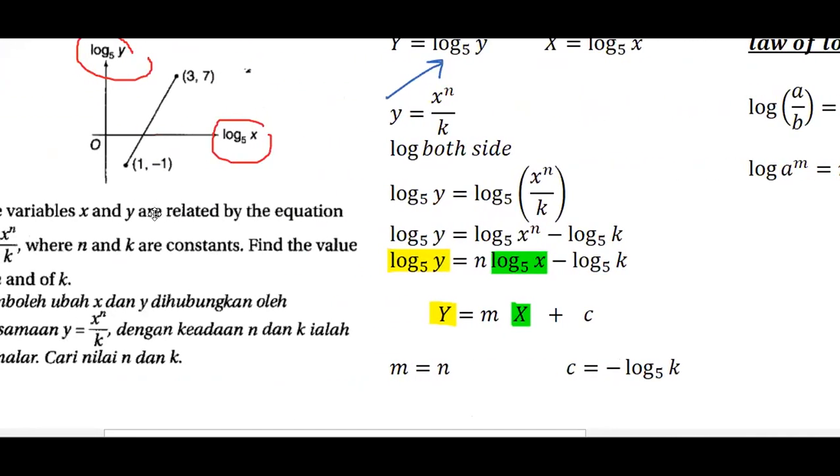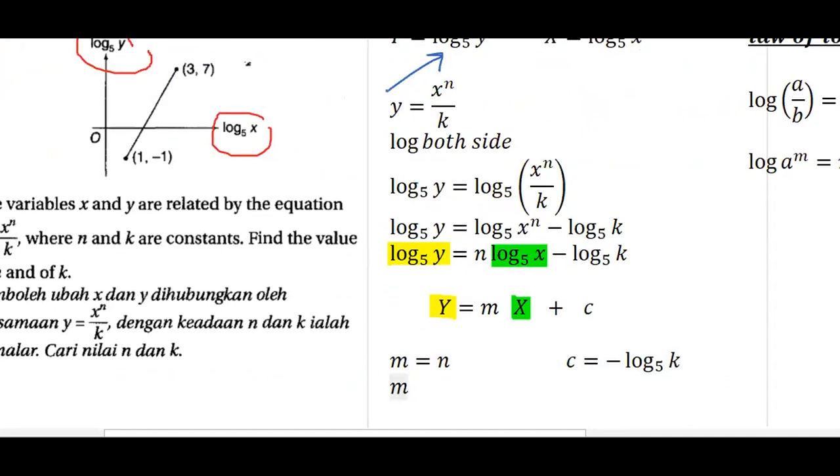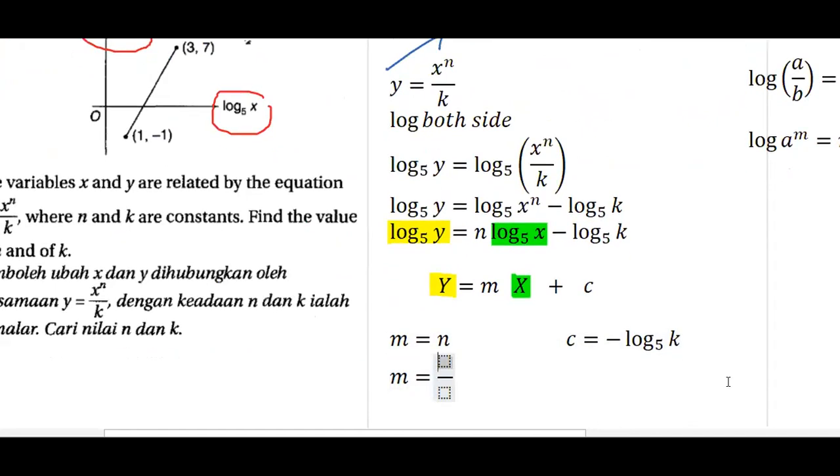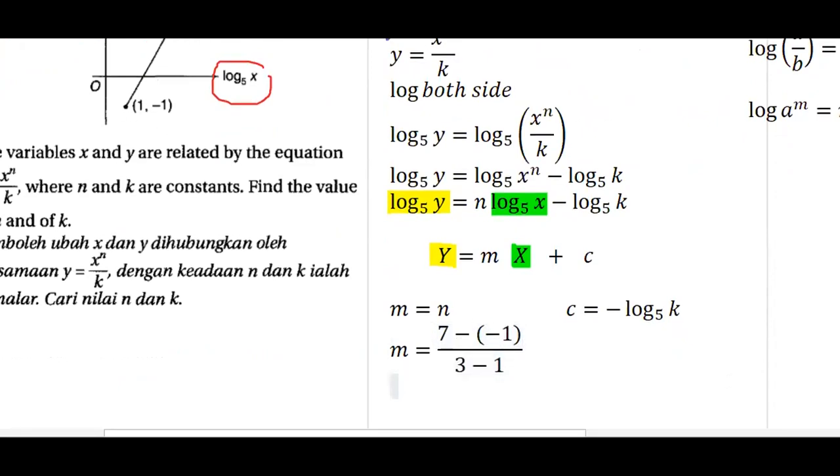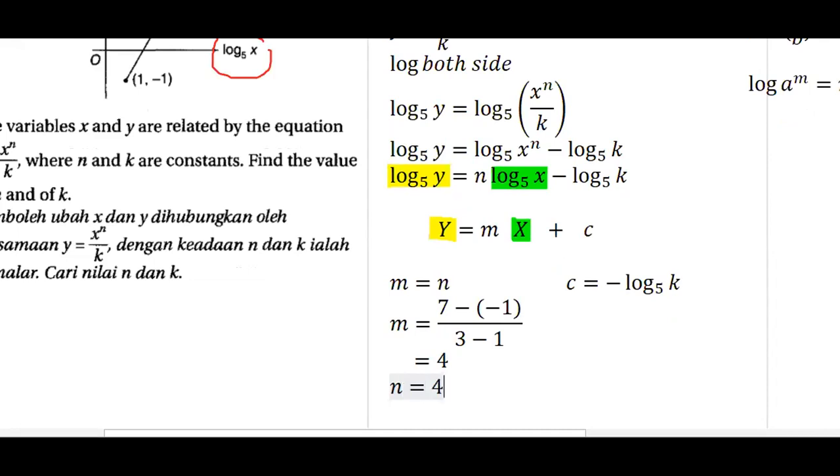Jadi kita cari M dulu. Let's find for M. Oh, dia sudah bagi 2 titik. So let's find the M. Okay, sini 7 tolak negatif 4. 7 minus negative 1. And then 3 tolak 1. 3 minus 1. So what I get? 4. Okay, so 4. So maksudnya N saya 4. Okay, N is 4.